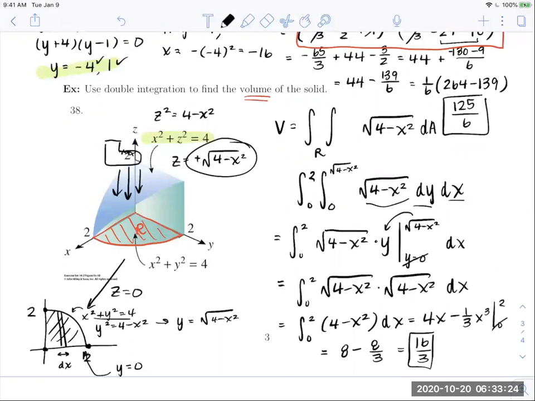So this concludes our notes for 14.2, double integrals over rectangular and non-rectangular regions. And in 14.3, we will get started with double integrals in polar coordinates.